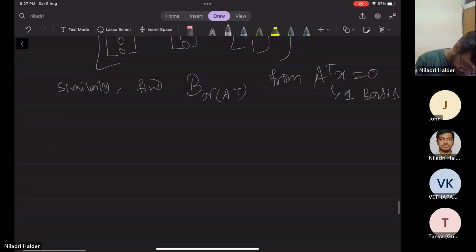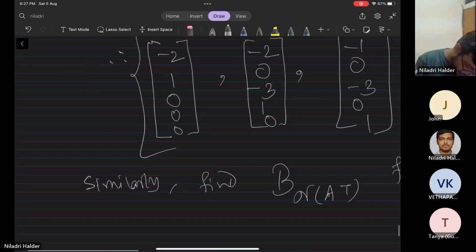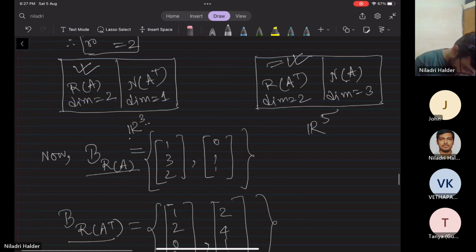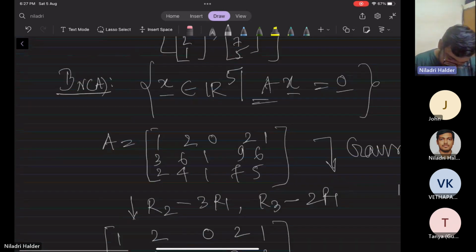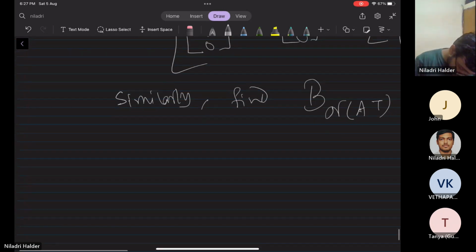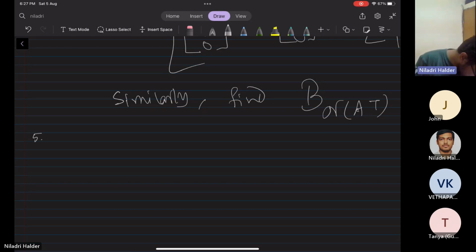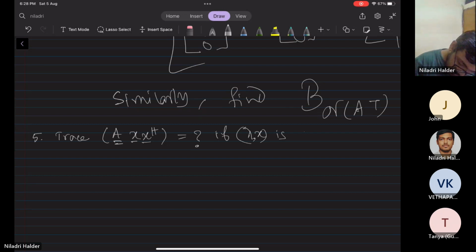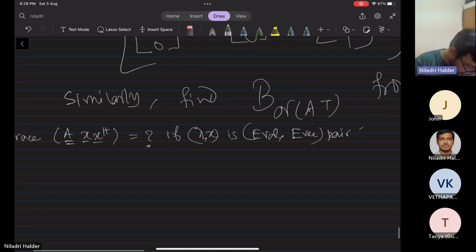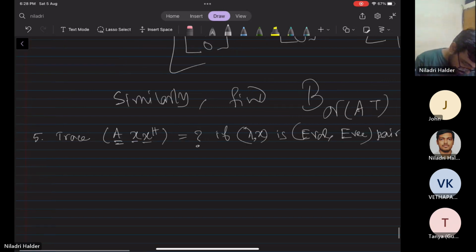Okay, the next question is the fifth question. The fifth question is: what is the trace of A x Hermitian, if lambda, x is an eigenvalue and eigenvector pair for A?